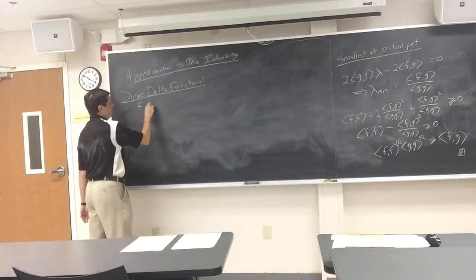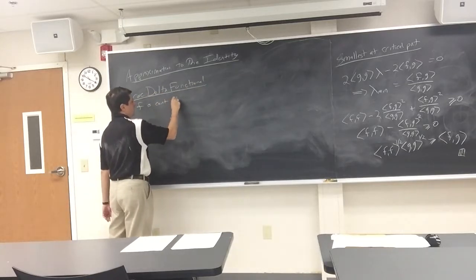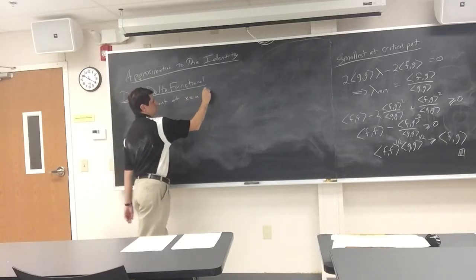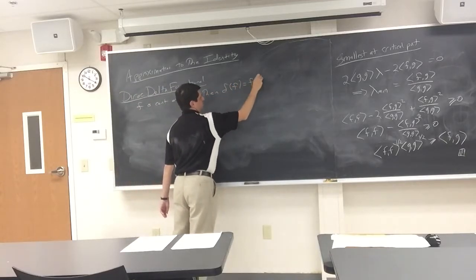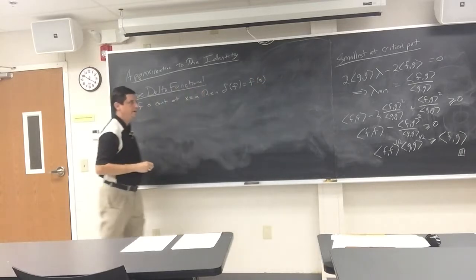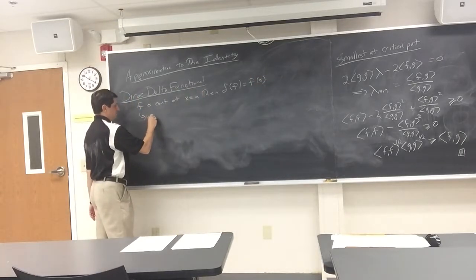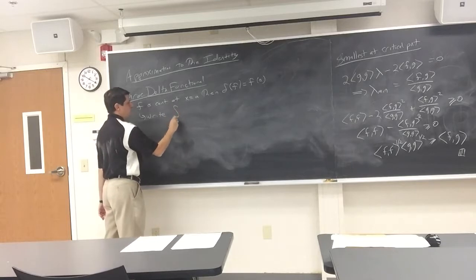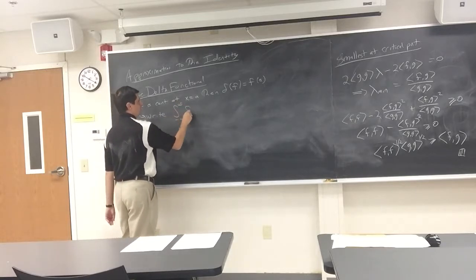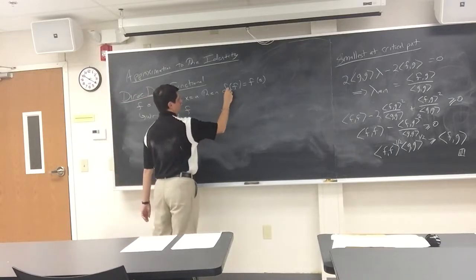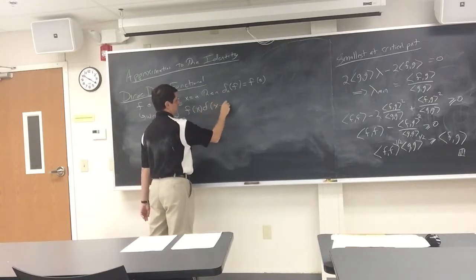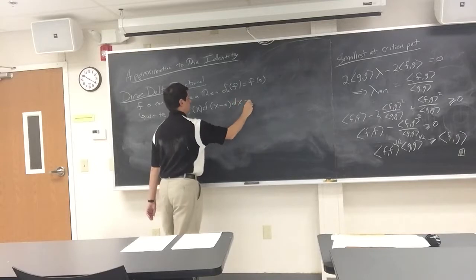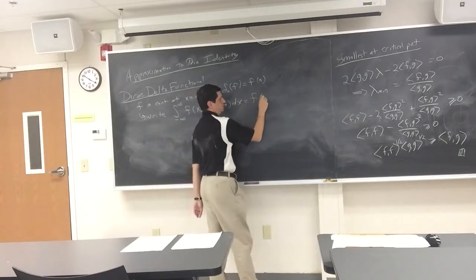So if f is continuous at x equals a, then delta of f is f of a. And we write this as the integral from minus infinity to infinity, I'll put a subscript a over here, of f of x delta of x minus a dx equals f of a.